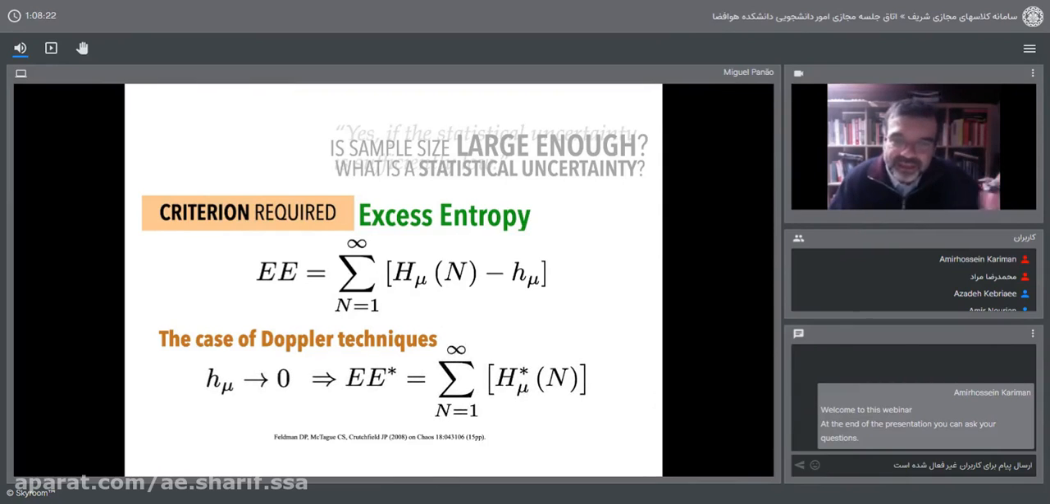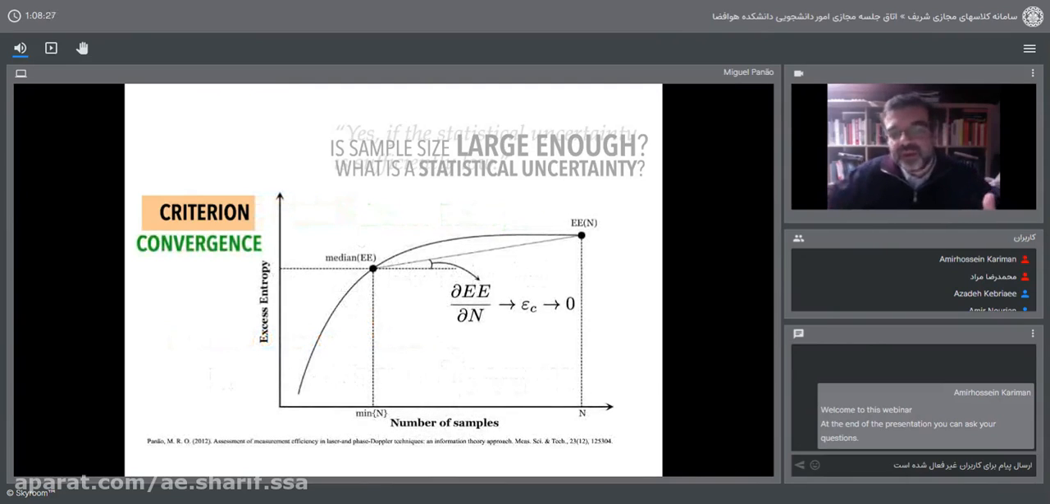So taking this excess entropy, I began to develop a criterion of convergence, because that is something that is very well used: the statistical uncertainty to define how many droplets you should have in your spray, when you should stop measuring. So basically, convergence is when the slope between the median excess entropy and the excess entropy of the total number of samples goes to 0.